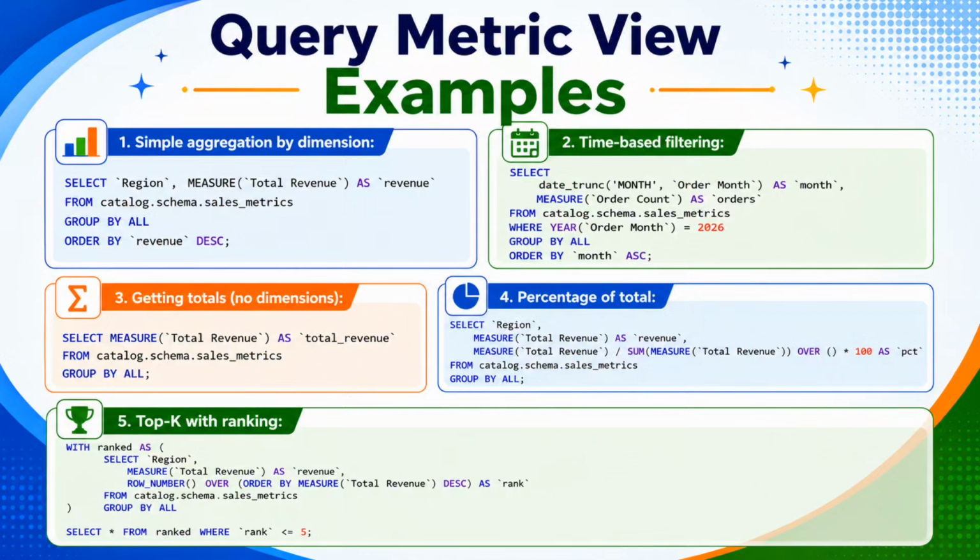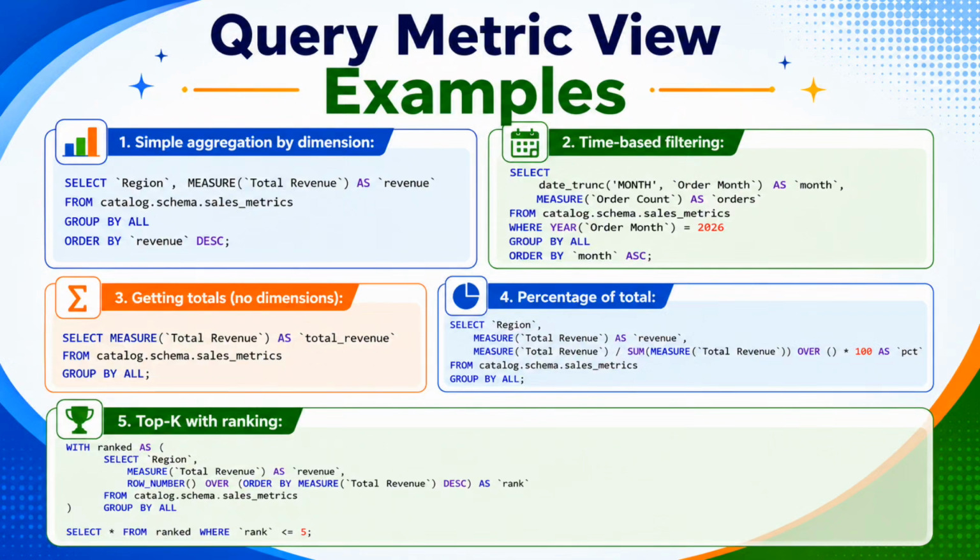Example 3. Getting totals without dimensions. Sometimes we need an overall KPI without any grouping. In this example, we select measure of total revenue as total revenue from the sales metrics view. Using group by all without dimensions returns a single aggregated result. This provides the total revenue across all regions, products, customers, and time periods. Perfect for executive summary reports and dashboard KPI cards.